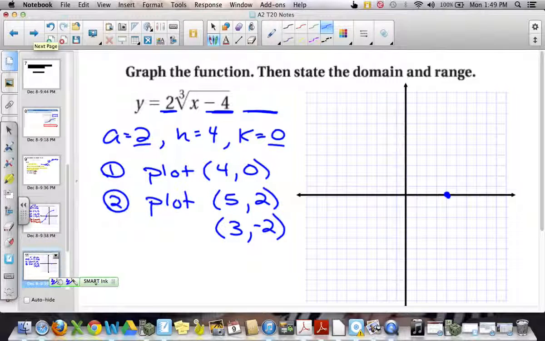So we plot those 2 points. 5, 2 is going to be here. 3, negative 2 is going to be here. And then we draw our S curve. So it comes down like this.